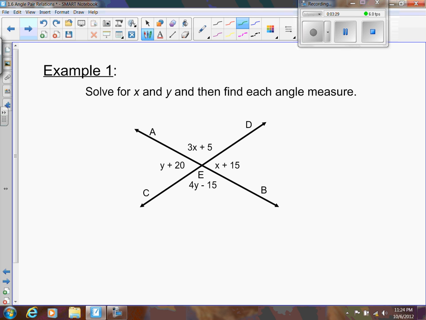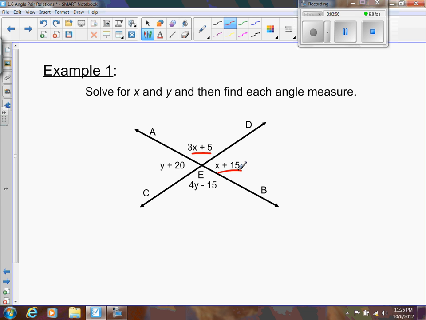Now, we're tying geometry in with algebra, so make sure we know how to solve our algebraic equations. In this first one, we want to solve for x and y, and to find each angle measure. Okay, so we're going to need to find x first. So when I look at my picture, I have to find the two parts that have x in them.